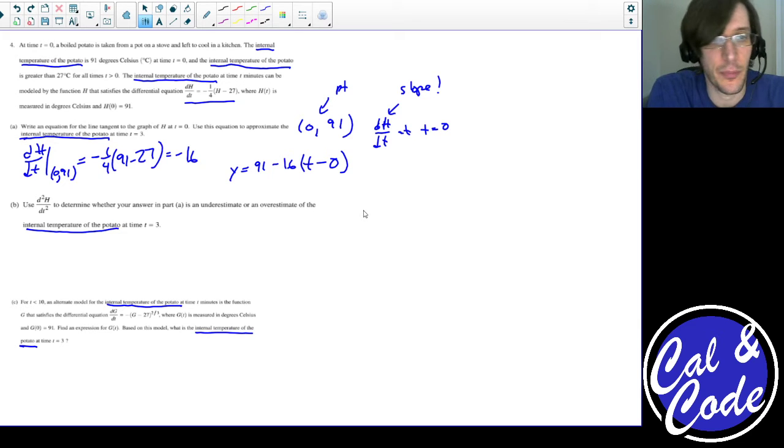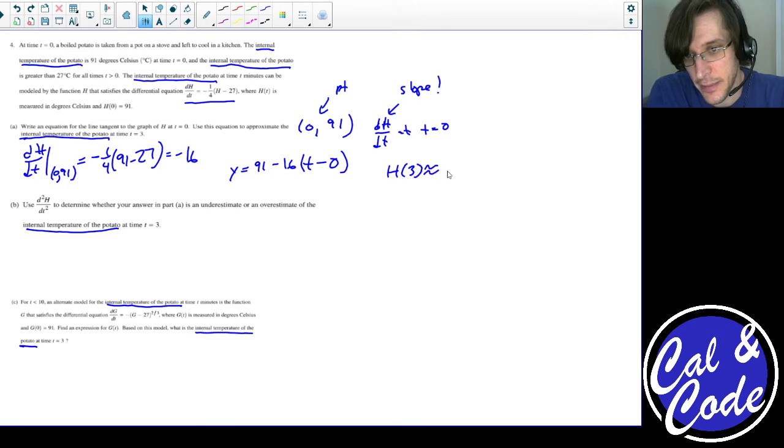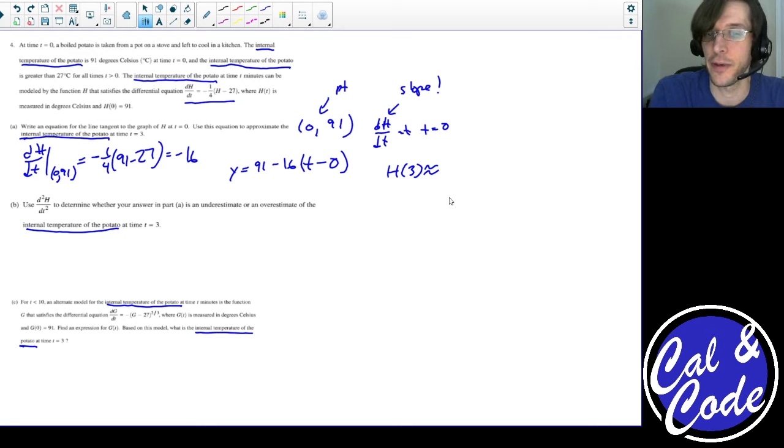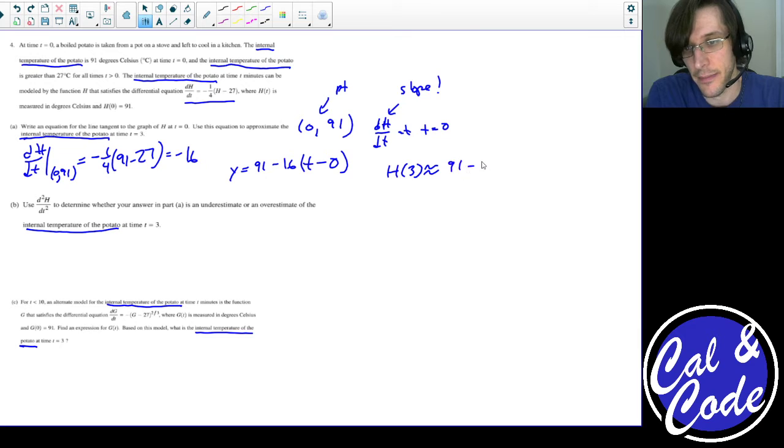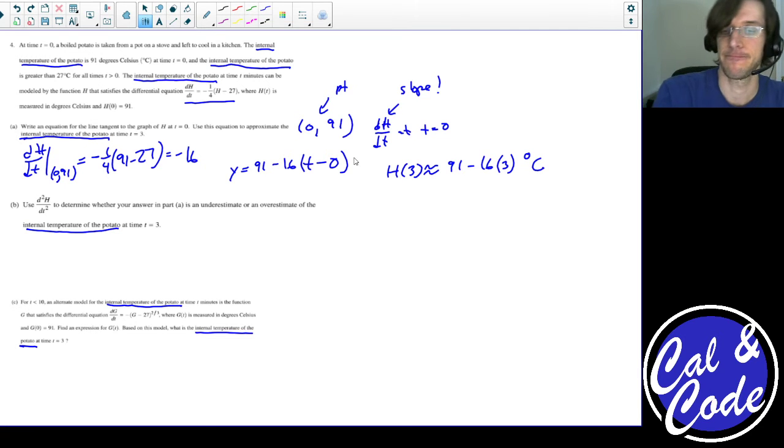I want to use that to approximate the internal temperature of the potato at time 3. So I'm going to say h(3) is approximately what happens when I put 3 in for time into my equation. That's 91 minus 16 times 3 degrees Celsius. I'm not simplifying it. There it is.